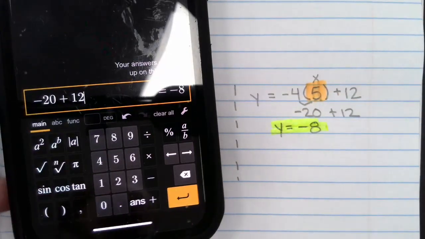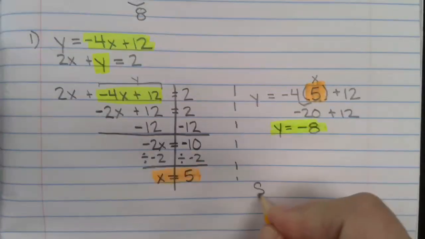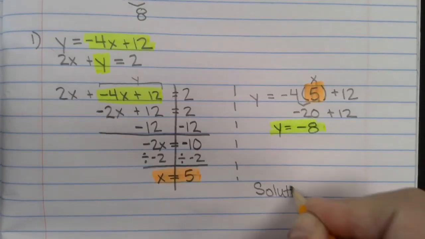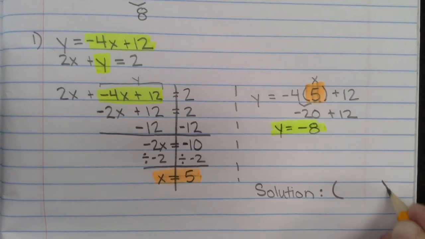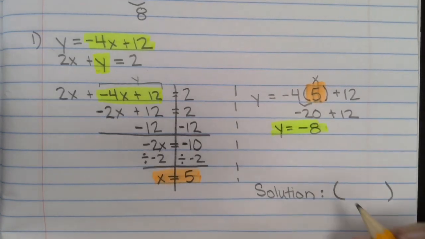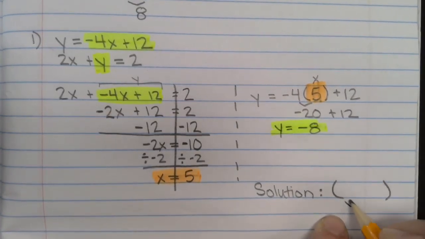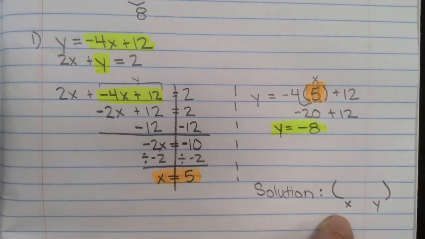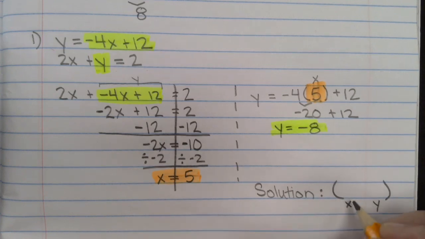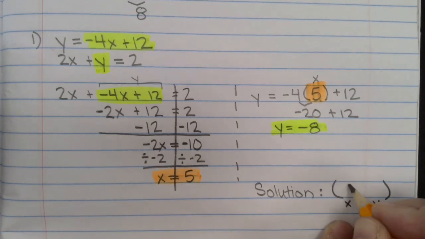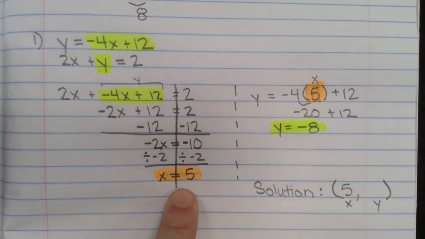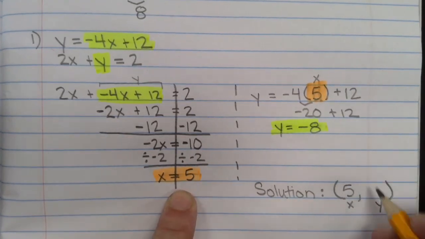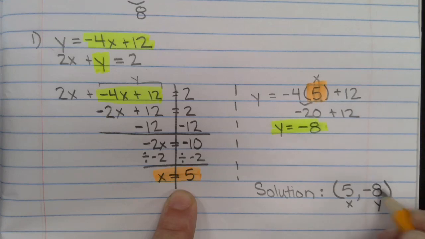All right, so now when we do our solution for our final answer, we want it to look like an ordered pair. So in an ordered pair, what part comes first? X and then y. So what was our x? What number did we find? X is 5, and y is negative 8. And that's our final answer.